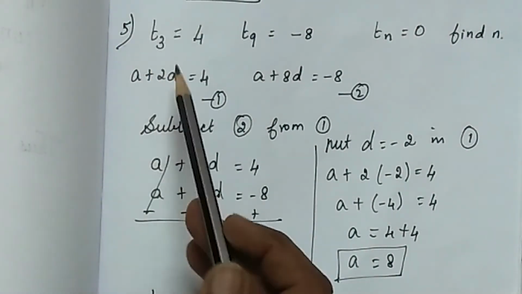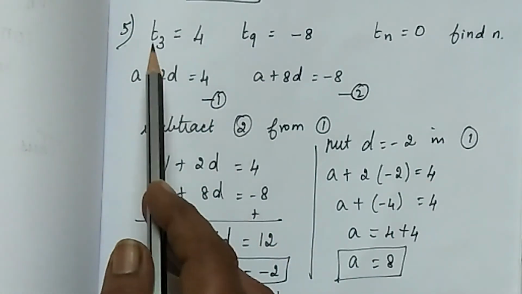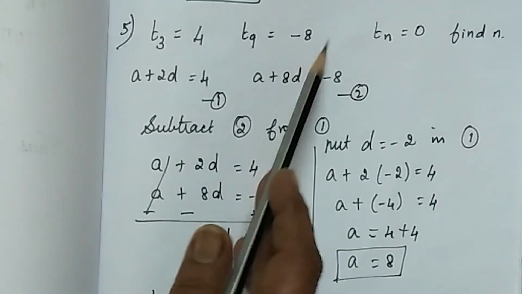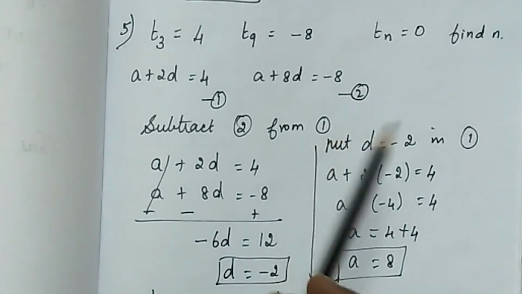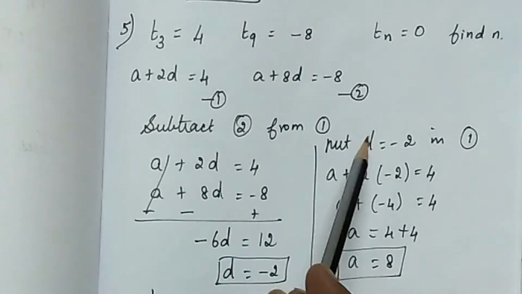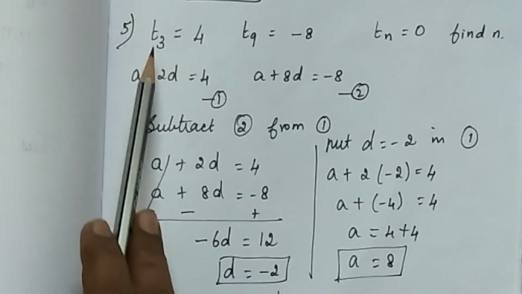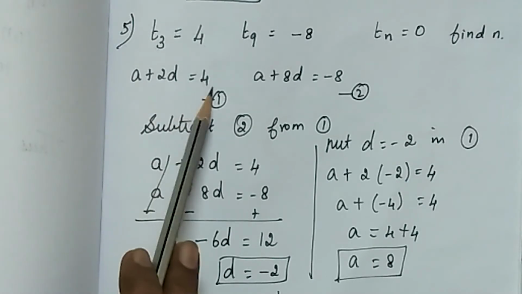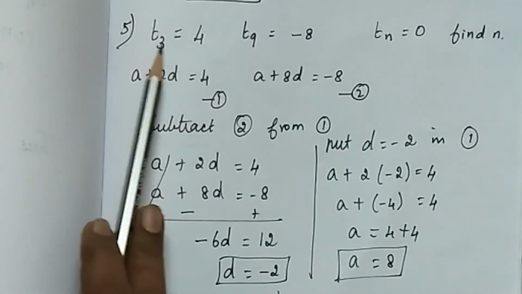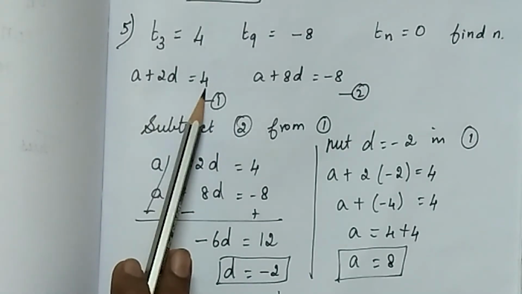Question number 5. Third term and ninth term are given. Third term is 4 and ninth term is minus 8. And asking you to find out which term is 0. Now you know third term, what you will write? A plus 2d is equal to 4. Third term is equal to 4, no? So you will write a plus 2d is equal to 4.